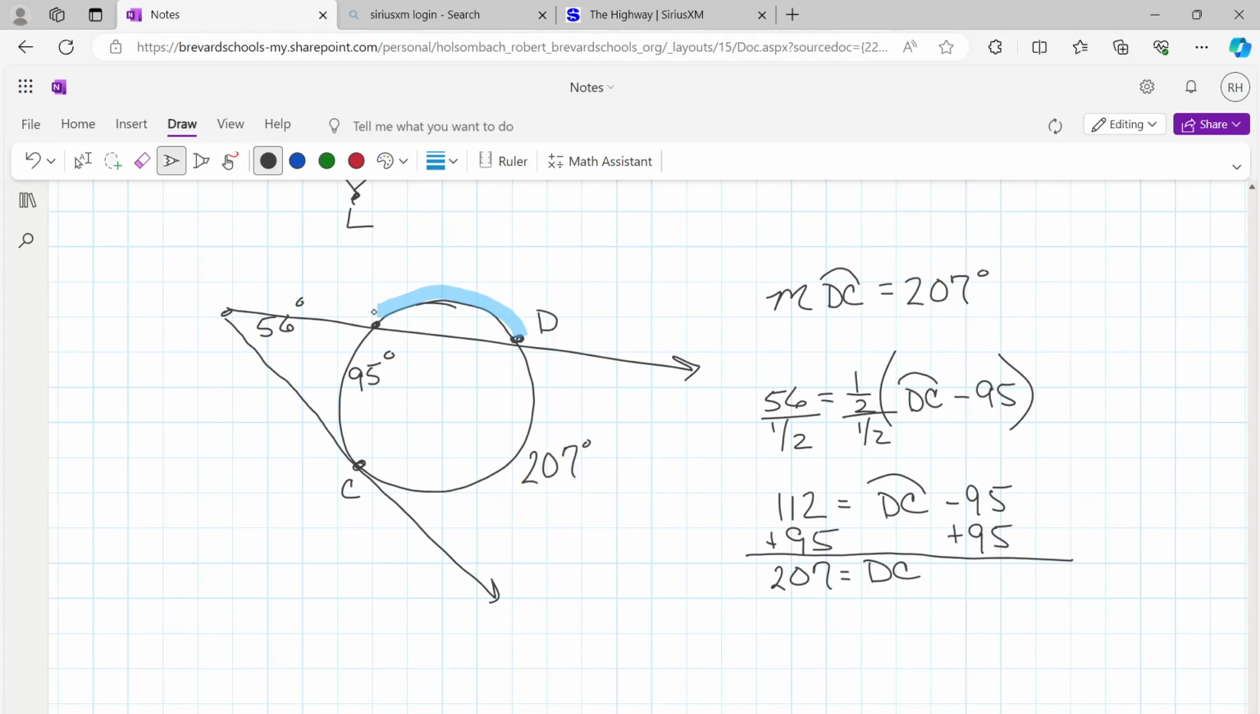If we needed this blue arc, they're not asking for it here, but they could in the practice problems. The blue arc would be 360 minus 95 minus 207. All right, because the three arcs need to sum 360. 360 minus 95 minus 207, 58 degrees. If you needed it. They may or may not ask you for it.